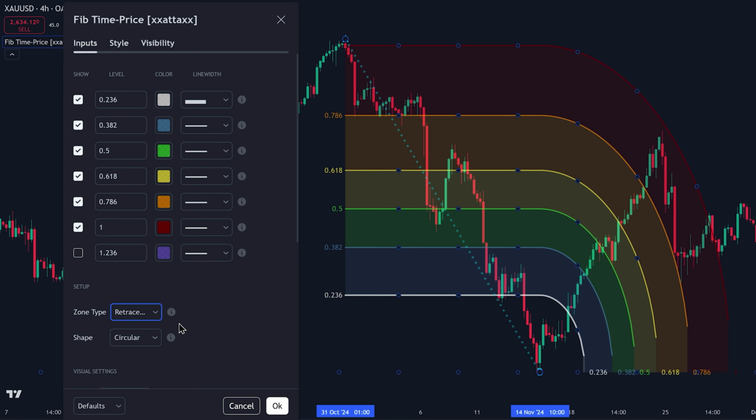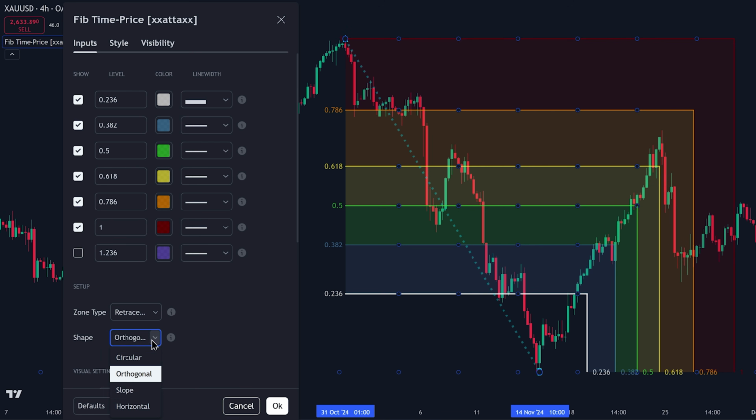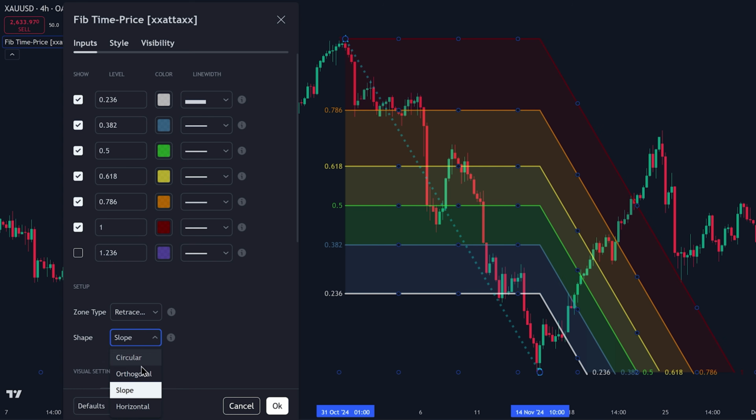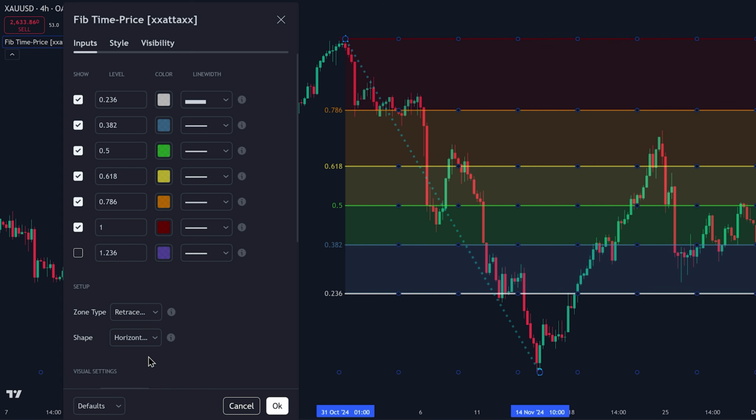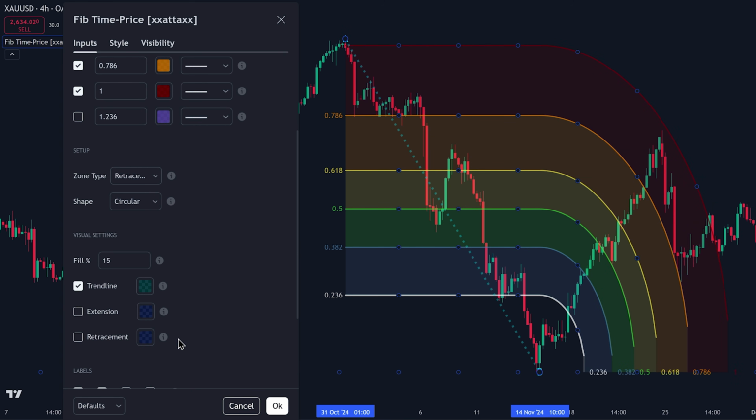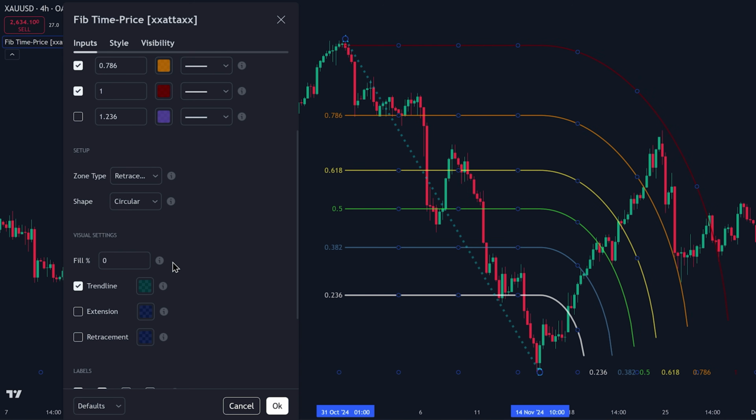Then there's the shape option. This lets you switch between circular, orthogonal, sloped, or horizontal zones. I'll use the circular shape for this video to analyze time and price interactions. Next, under visual settings, I'll set the fill percentage to 0 to remove the shading between levels. This helps keep the chart clean and less cluttered while focusing on the lines themselves.